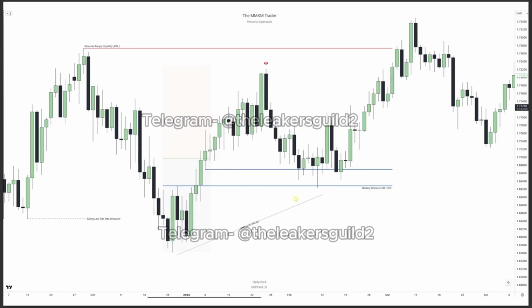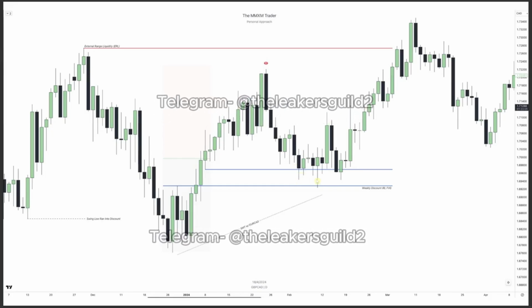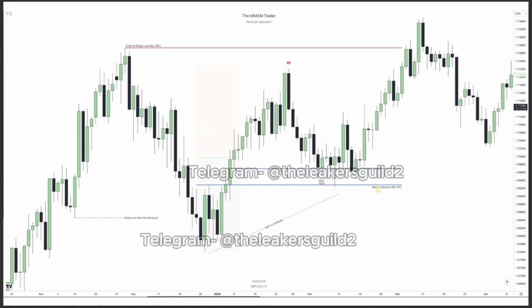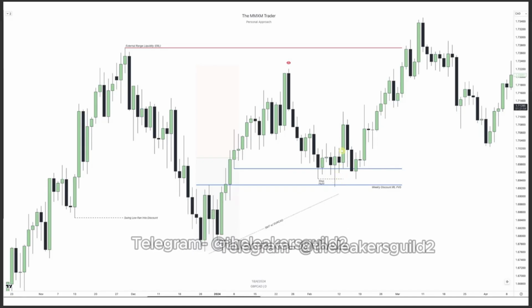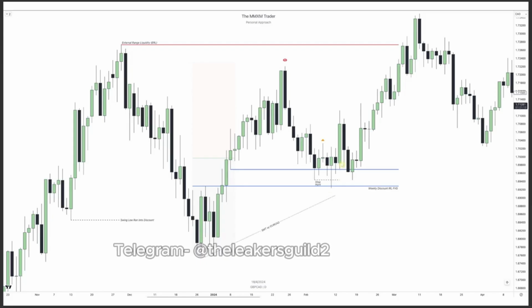So we hit that weekly discount internal range fair value gap first, right? And see what happens over here. We have a stop hunt within that discount internal range fair value gap, which is on the weekly, right? And then we see price move up. Break of structure happens over here after that stop hunt. And again, the SMT is key here, right? We want to have that with us.